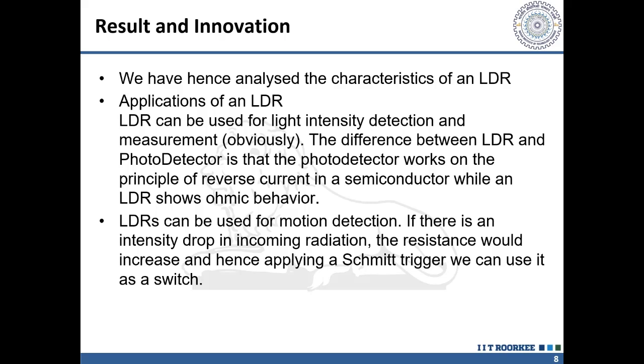LDRs can be used for motion detection. This is some idea that I thought of. If there is an intensity drop in incoming radiation, the resistance would increase, and hence we could apply a Schmitt trigger or something similar. So we can basically use it as a switch. Say you're walking past a door, and there's an LDR added to a light source, and you walk in front of the light source, blocking the light, and hence dropping the intensity, causing an increase in resistance, and hence cutting off the current, which basically makes it work as a switch.